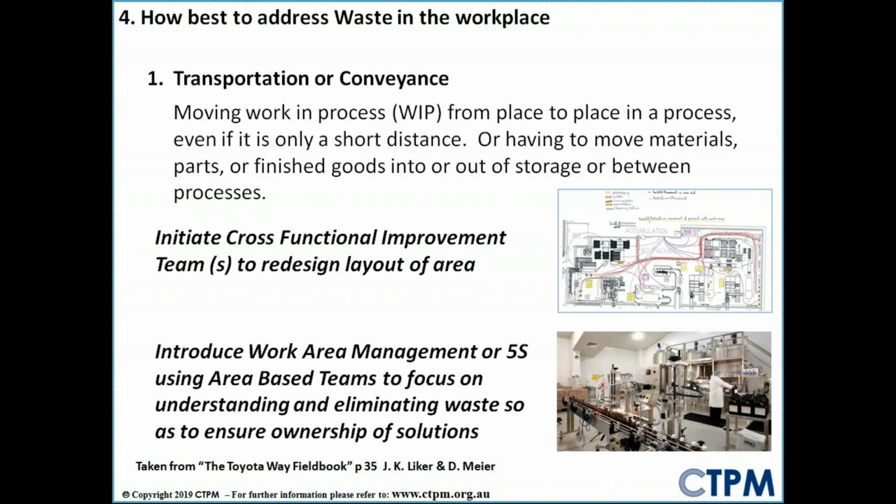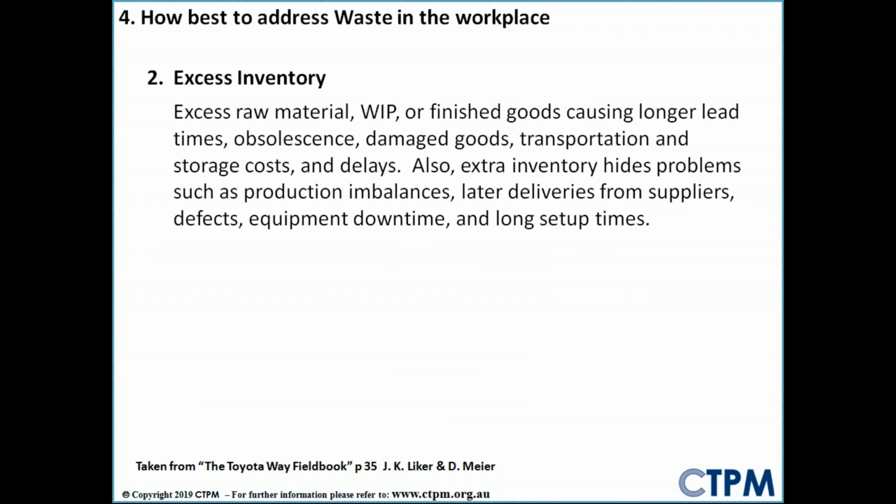Another example of addressing transport and conveyance issues was the introduction of work area management, or 5S, using area-based teams to focus on understanding and eliminating waste. So getting people to understand what waste is all about, so as to ensure ownership of solutions. The diagram I've got there is from Nara Chemicals, a company we worked with last year. We had teams right across the whole business doing 5S, or work area management, and there was a significant reduction in movement and conveyance, especially of the bottles and containers that needed to be filled with all their chemicals. So, different ways to address waste.